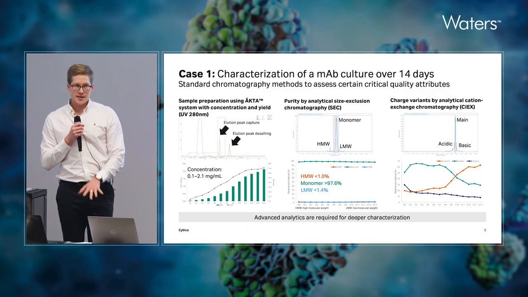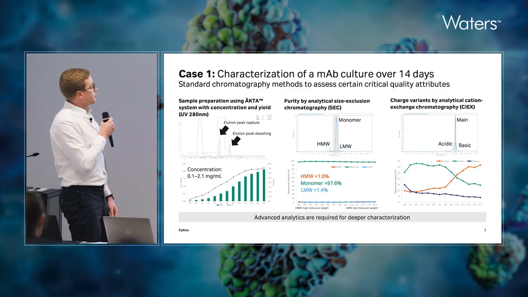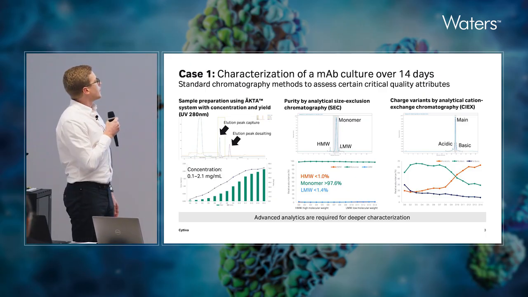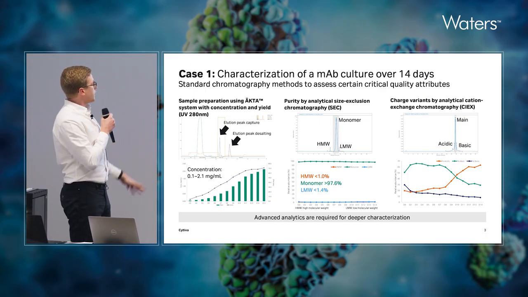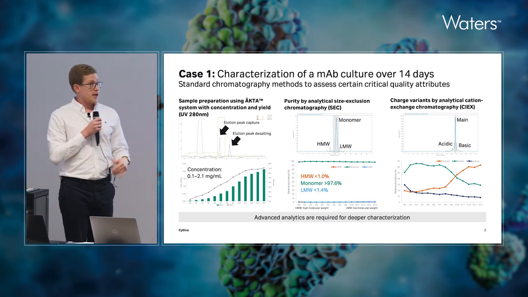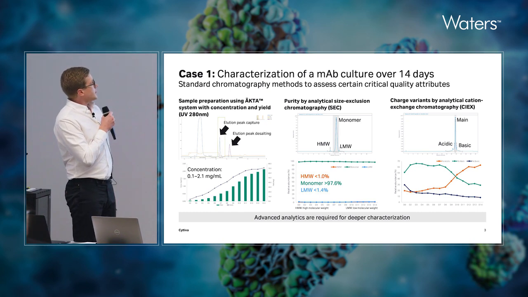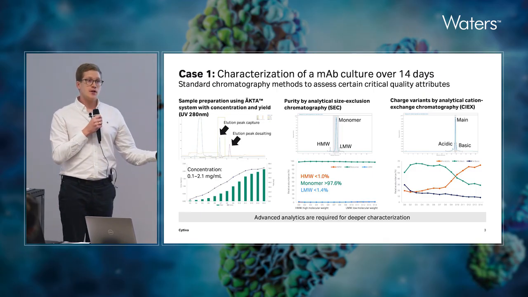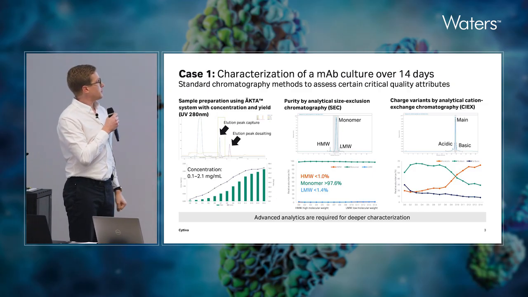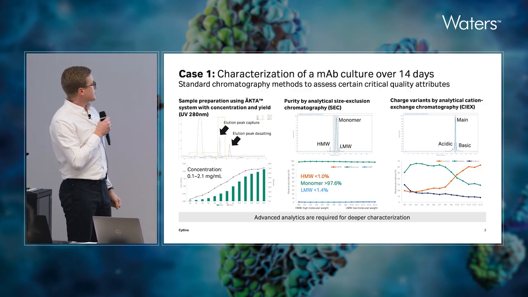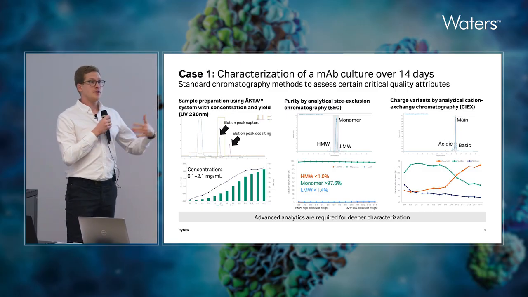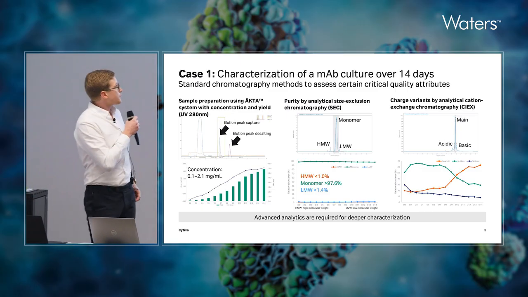So I will present a few cases throughout my talk, and we will jump right into the first case. This is characterization of a mAb culture over 14 days. I know that this is a very busy slide, so I will walk you through it. What I show here to the left is that we cultured for 14 days and sampled every day. Then on an ÄKTA, we did capture with protein A, and then a desalting step. Now it's not really visible, sorry, but we have an elution peak and a desalting peak. Based on the UV, we can get the concentration and the yield. So we see that throughout the cultivation, we have increased concentration of our antibody.